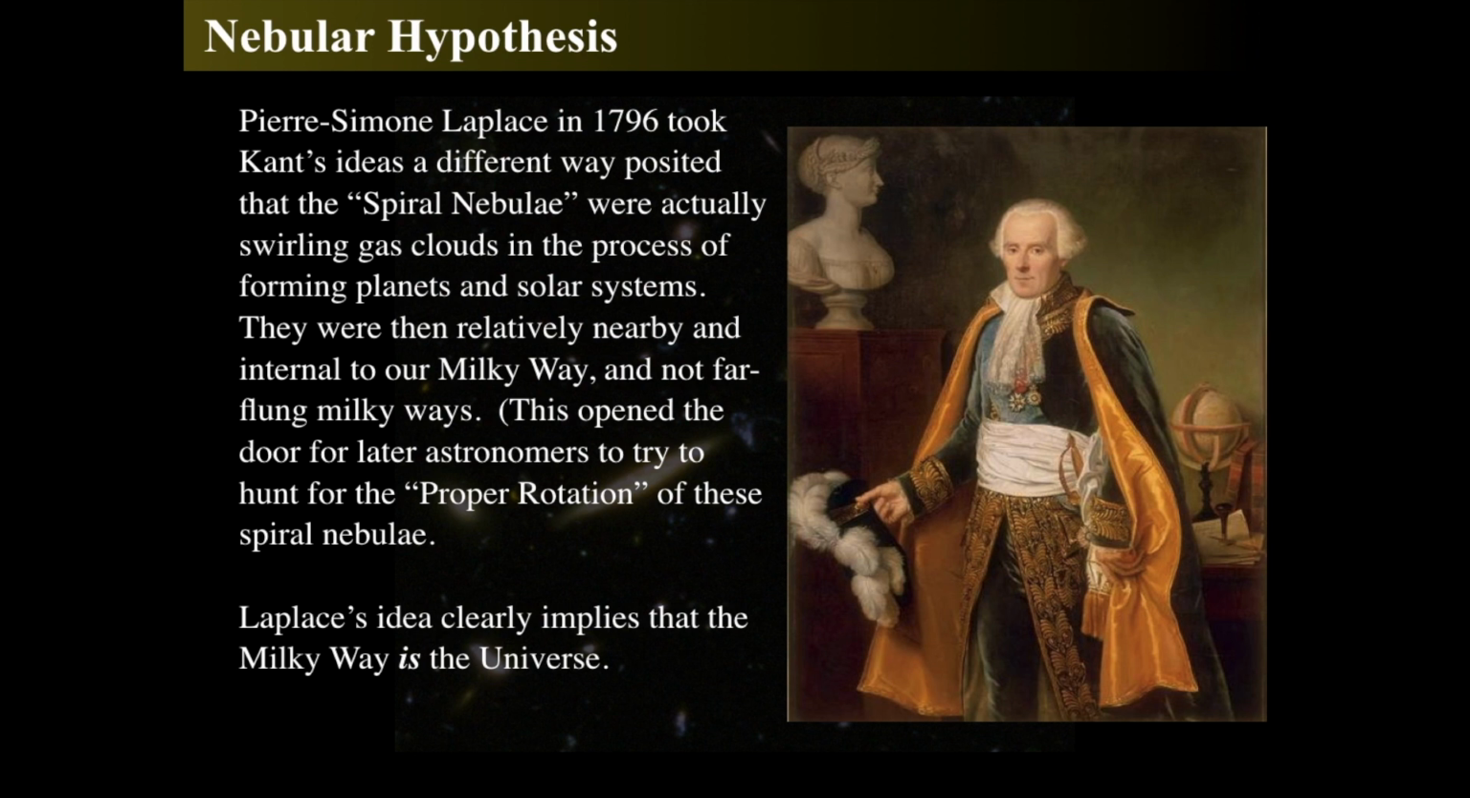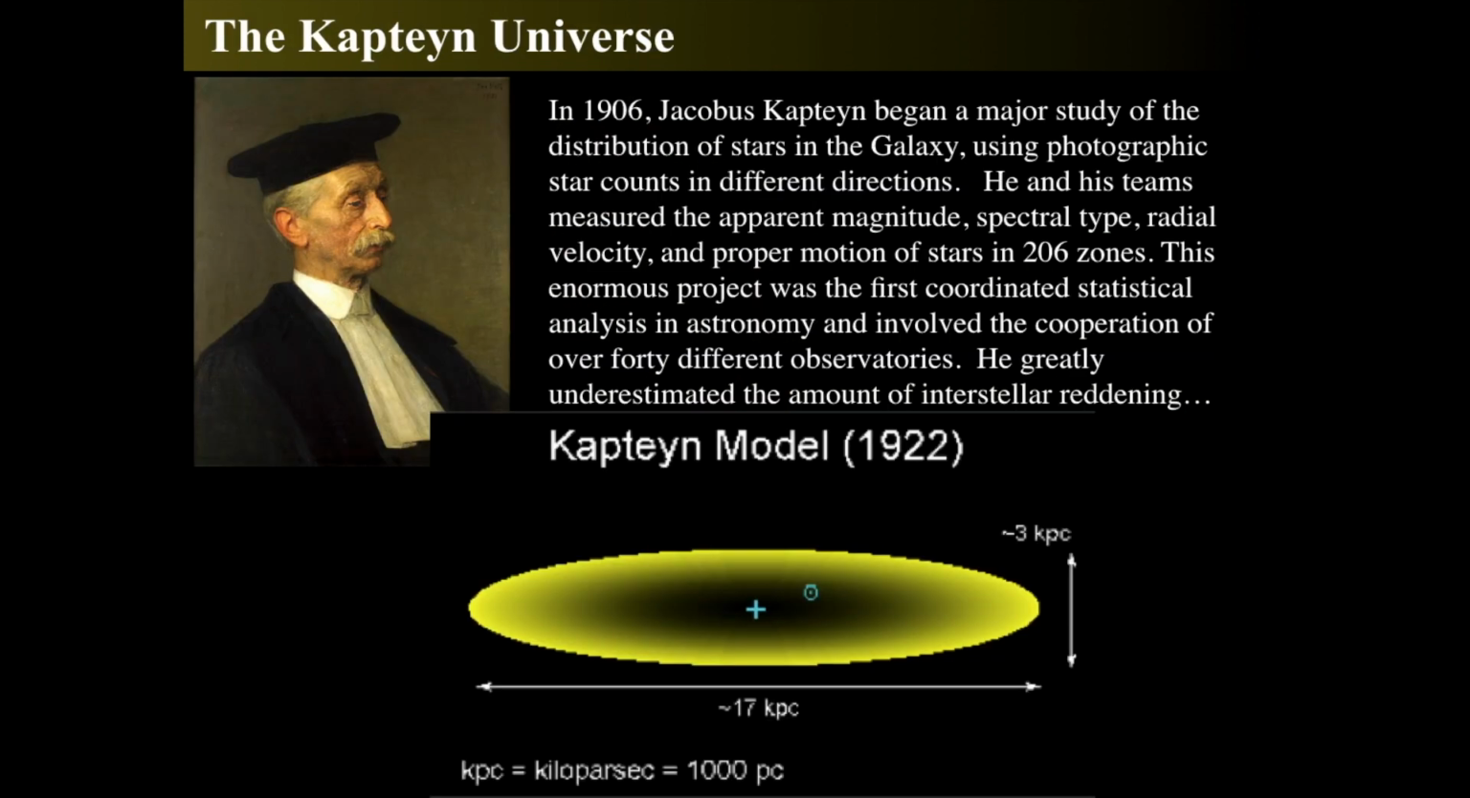And so the Milky Way is the universe. And so this is the nebular hypothesis for the spiral nebulae. Well, it was not really understood which way to go. Until about 1906, Jacobus Kapteyn said, let's actually do something with this.